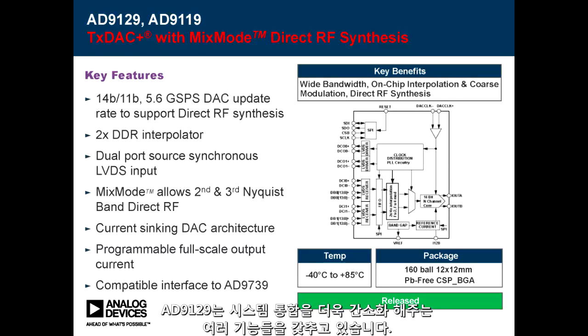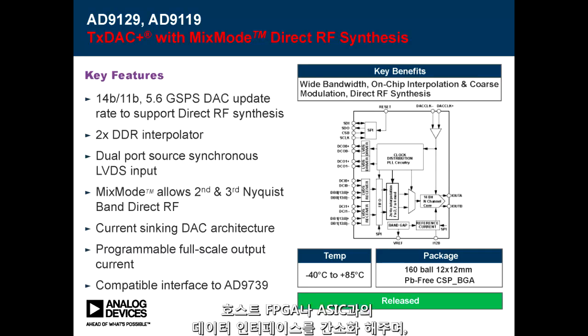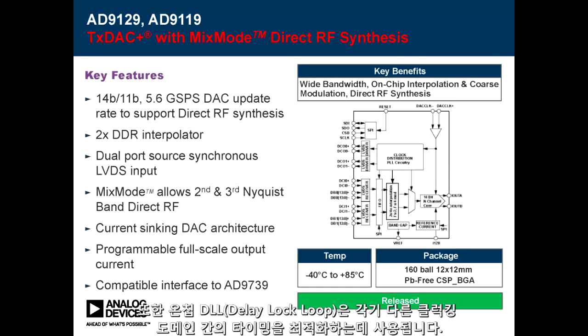The AD9129 also includes several features that may further simplify system integration. Those include a dual-port, source-synchronous LVDS interface that simplifies the data interface to the host FPGA or ASIC, and a differential parity bit monitor that looks at the integrity of this interface. Also, the on-chip delay lock loops, or DLLs, are used to optimize the timing between the different clocking domains.